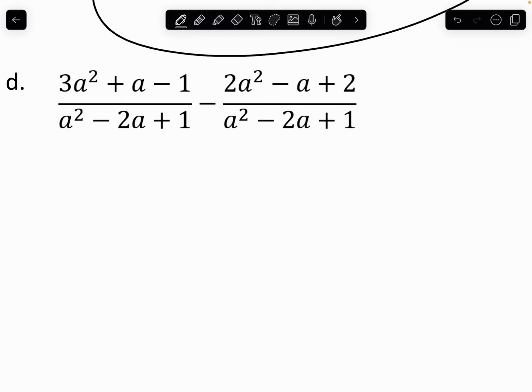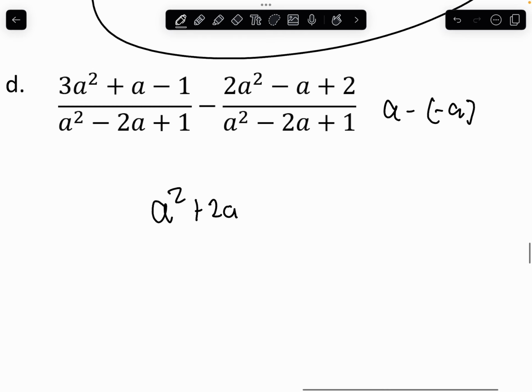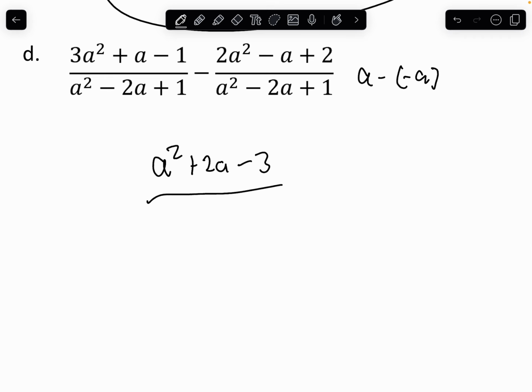Next one. I notice the denominators are the same, so we can combine them. So 3a squared minus 2a squared is just a squared. A minus a negative a, so it's like a minus negative a. I see that right there, right here, and right there. So that's going to be a plus a, really. It's going to be plus 2a. And then -1 minus 2 is -3.